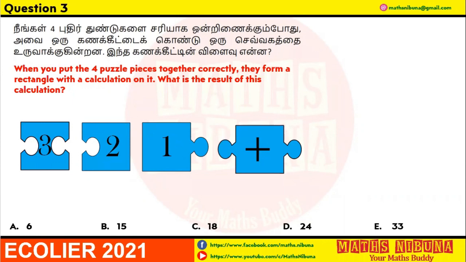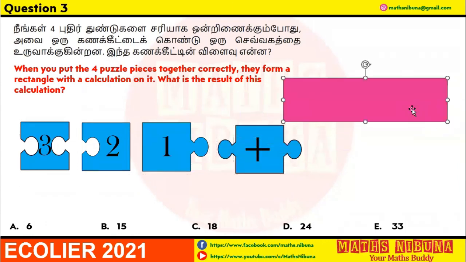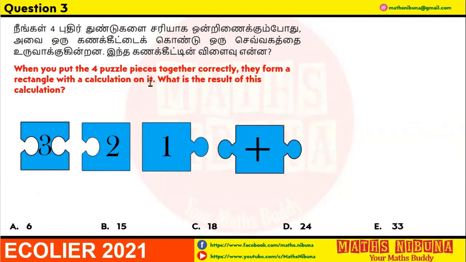That means the final answer must be a rectangle. They say they will form a rectangle. When you connect all this, it will form a rectangle. What is the result of the calculation?